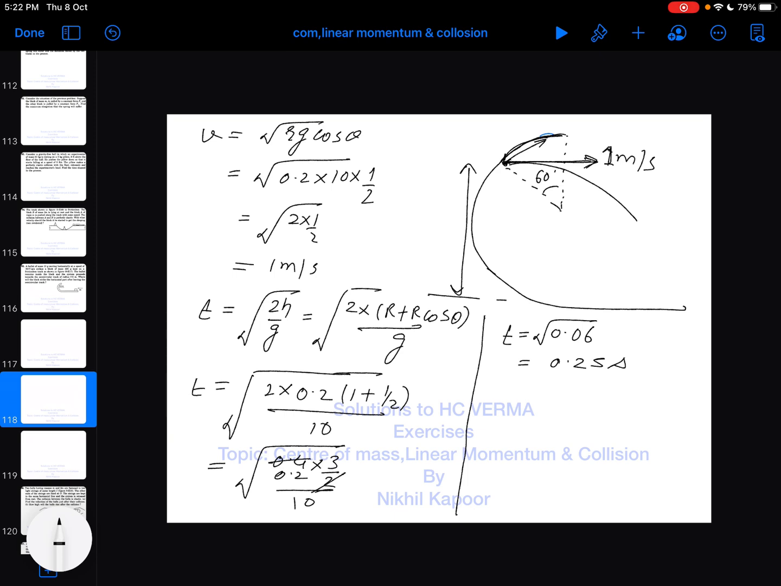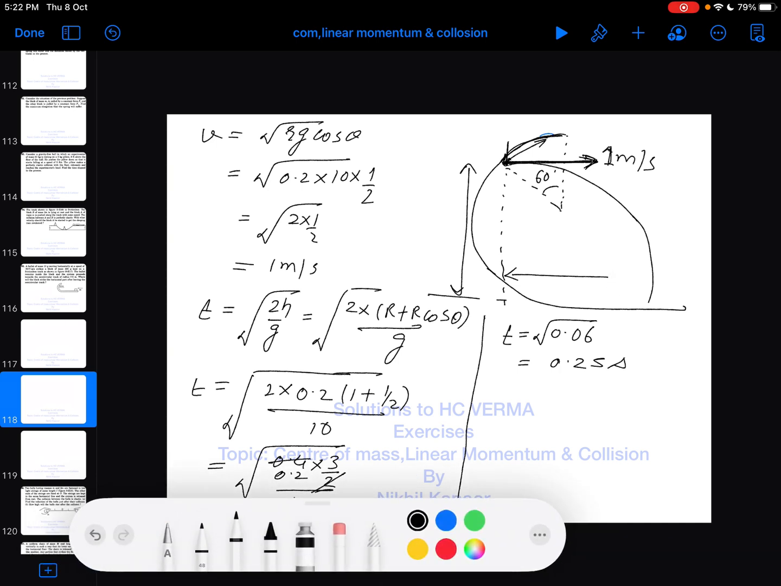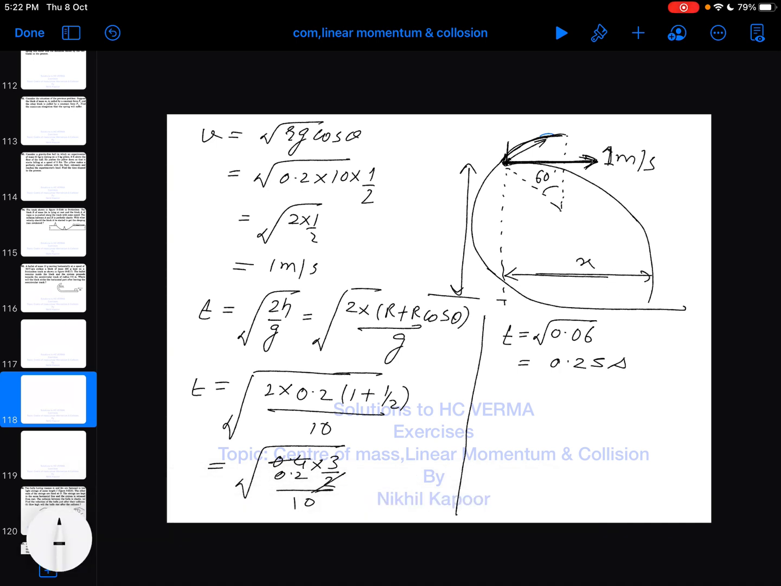As the complete velocity 1 meter per second is horizontal, because due to constraint the velocity is in the horizontal direction, the horizontal distance traveled, the horizontal distance where it will fall on the ground, we have to find like this. So the horizontal distance will be equal to speed into time, that is 1 meter per second into 0.25. So that comes out to be 0.25 meter.